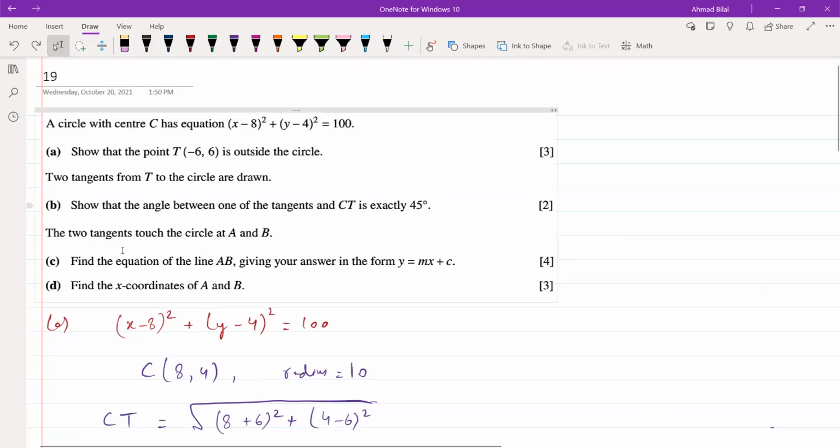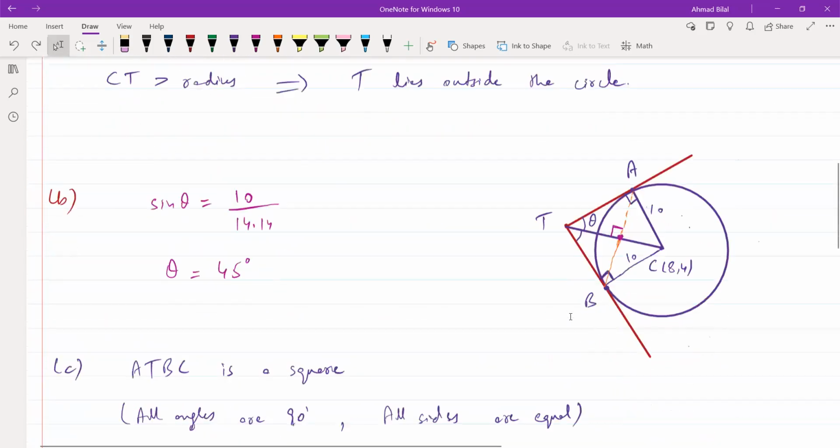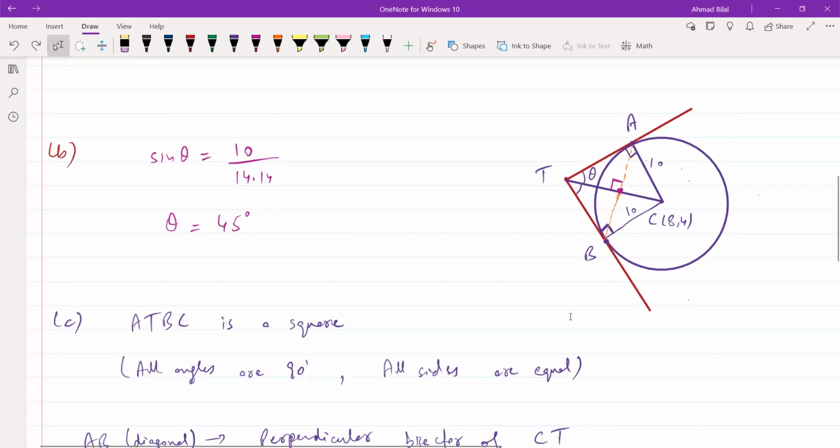So we have been asked to find the equation of the line AB in the part before this. Can we use that somehow? Exactly. So we have the equation of the line AB, and we have the equation of the circle. We just solve them simultaneously to get the points A and B, because they are the points of intersection of the line AB and the circle.